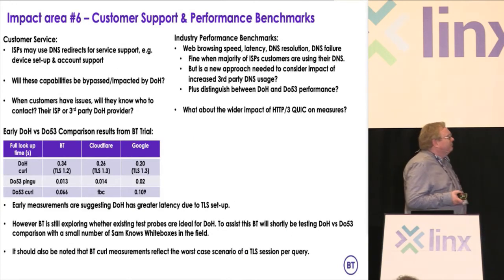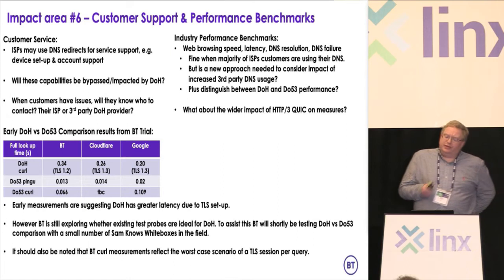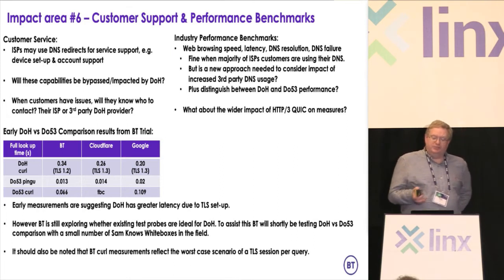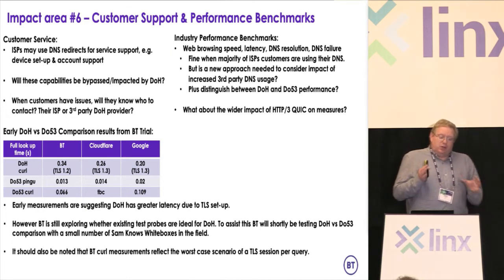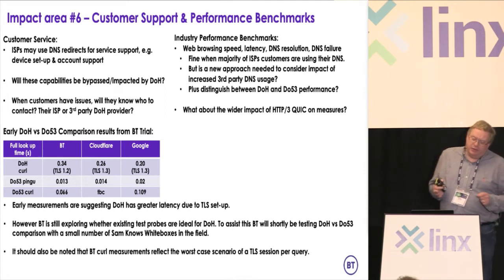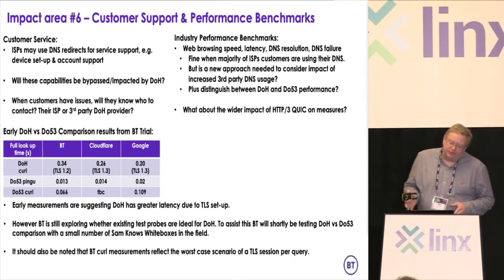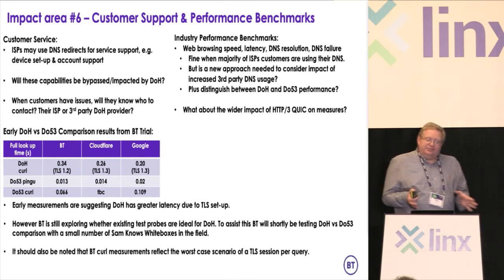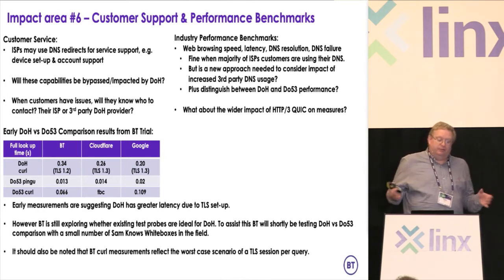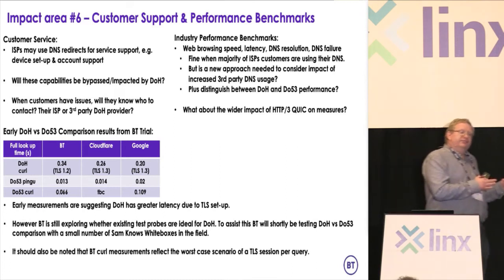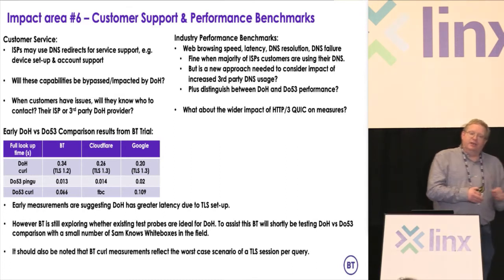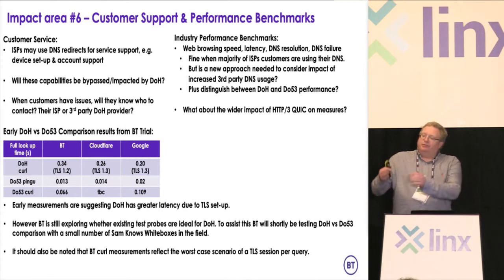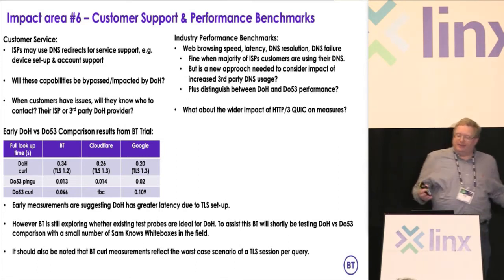Next area I want to come on to is the impact on customer support and performance benchmarks. Looking at customer service first, I mentioned at the start, ISPs may also use DNS redirects for service support, for example, setting up a new home hub. Or if a customer runs out of mobile credit, we use DNS redirect to send them to an account page where they can purchase a top-up. How will these be impacted by DoE?